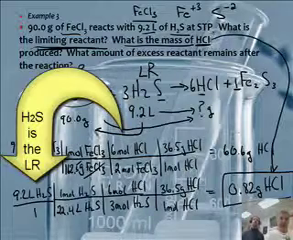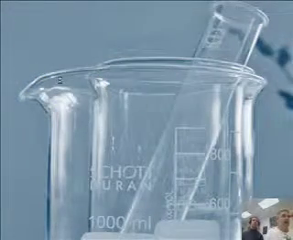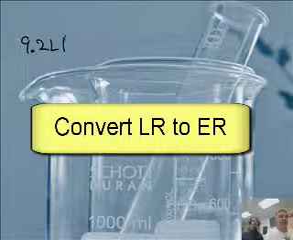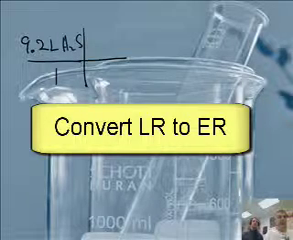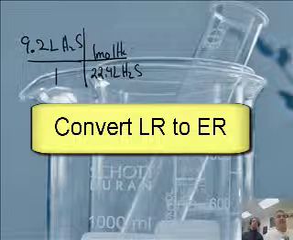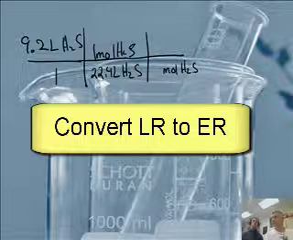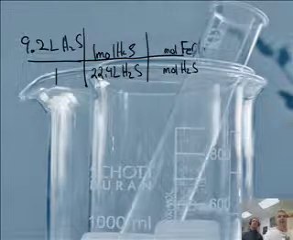So we're going to have to do another stoichiometry line. Let's get a blank screen because we need more space. 9.2 liters of H2S over 1 times 22.4 liters of H2S on the bottom to 1 mole of H2S. And then we're going to say moles of H2S to moles of FeCl3. Do you remember what the ratio was?